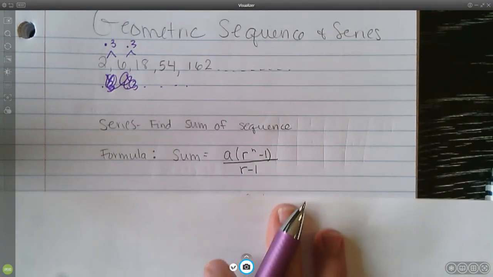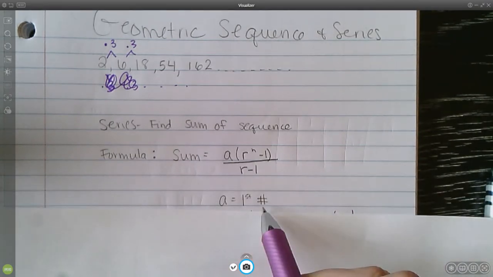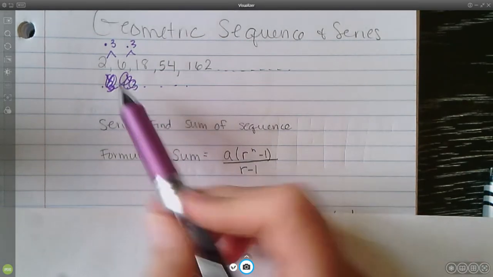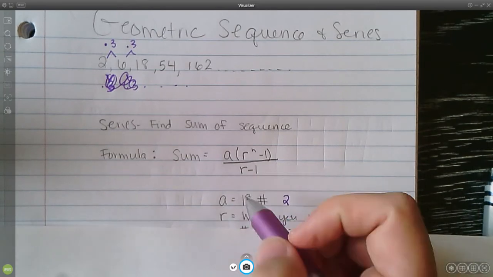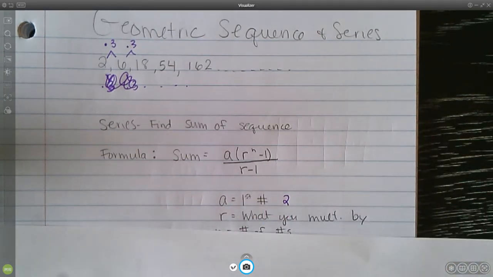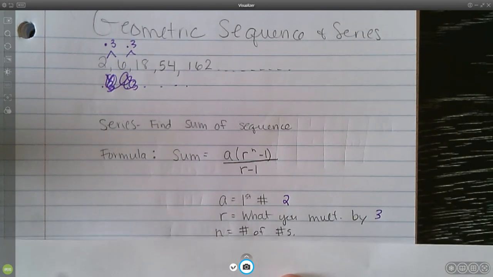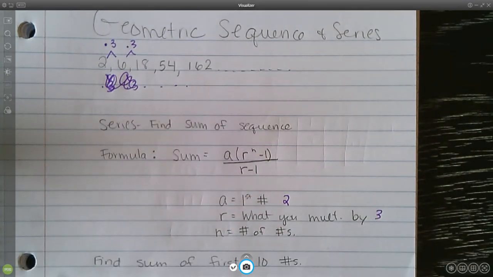Okay, so a, it's your first number. So in this case, it would be 2. r is what you multiply by. So we are multiplying by 3. So in this case, it would be 3. And then n is your number of numbers. In this case, we don't have that yet. So let's do an example.